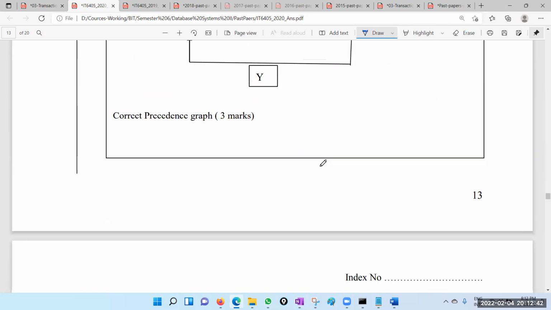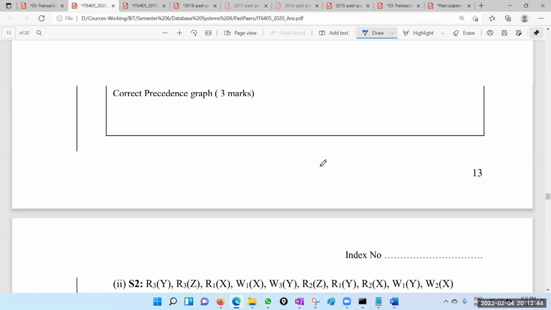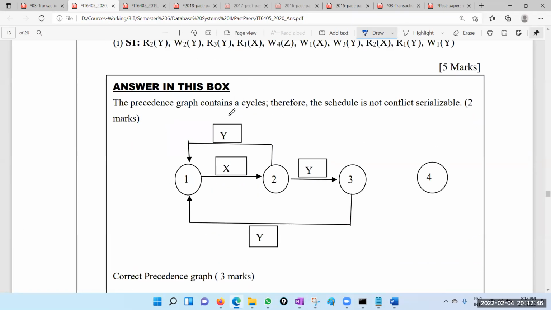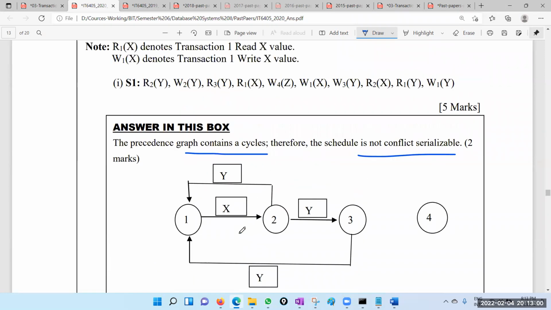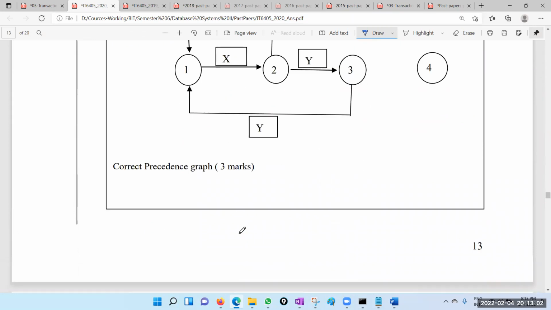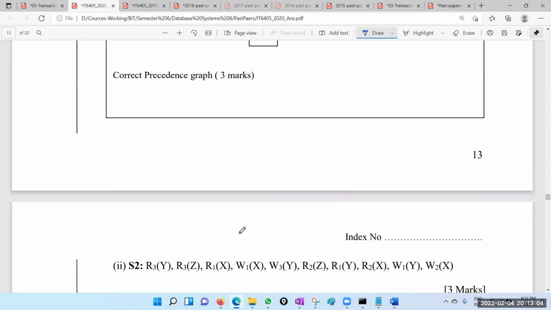Okay. Right, so the precedence graph contains cycles. Therefore the schedule is not conflict serializable. So you get 2 marks for that, and 3 marks for the precedence graph. Altogether 5 marks. Right, so let's do the second one.